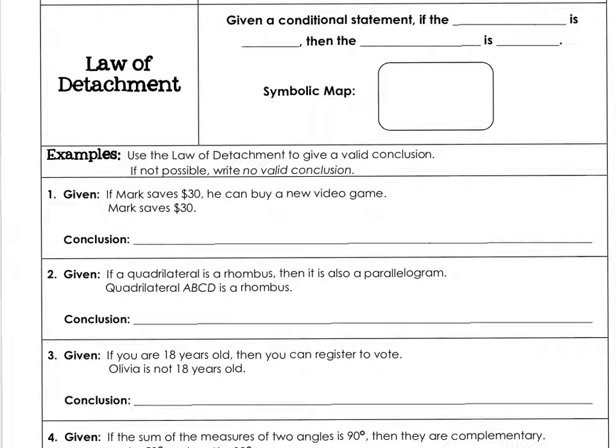Law of detachment. The law of detachment says given a conditional statement, if the hypothesis is true, then the conclusion is also true. The way we write it is: if P, then Q, that's a conditional statement. P is true. Notice these 3 dots mean therefore. I will notate on the side: 3 dots is the symbol for therefore.